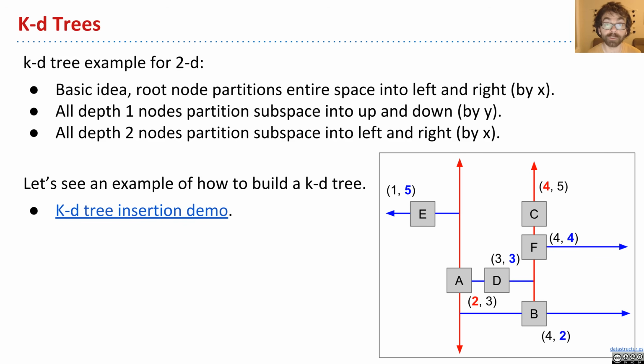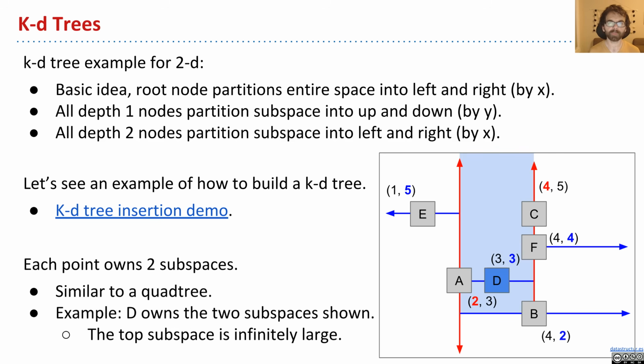Now that we know what KD trees are and how to build them, let's talk about why they're useful. Fundamentally, their usefulness comes from the same idea as the quad tree, where each node controls several subspaces. In a quad tree, it's 4 subspaces, one for each of your 4 children, and in a KD tree, it's basically the same thing, except you only have 2 children.